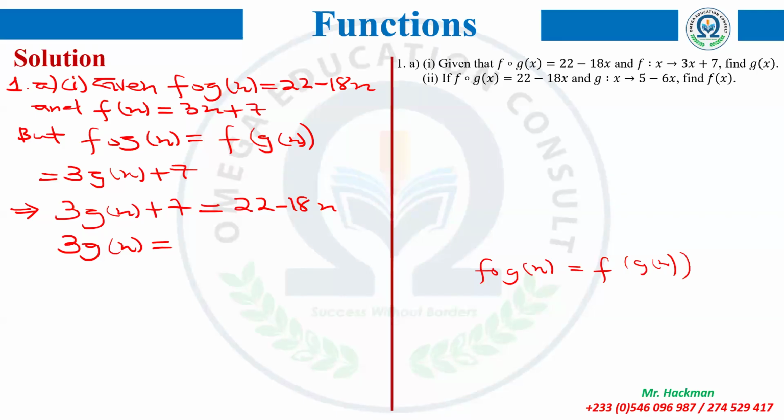22 minus 7, 15. So 15 minus 18x. Is that clear?